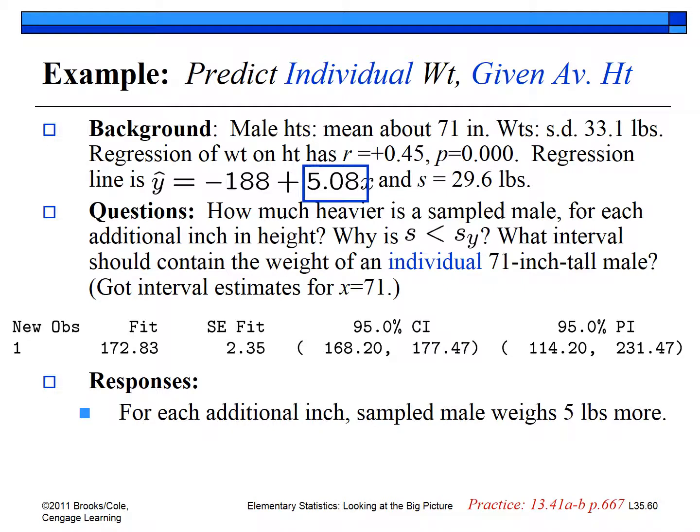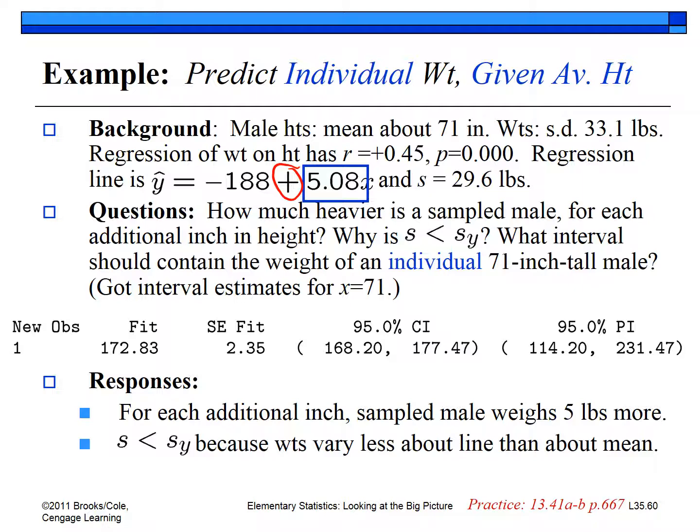Well, remember that that's exactly how we interpret the slope. So for every additional inch, that's an increase in x of 1 unit. We would expect an increase, because of the plus sign in the regression equation, in the predicted y value of 5 units, so 5 pounds in this case. Y is S, that's the typical residual size, less than SY, the standard deviation of all of the y's.